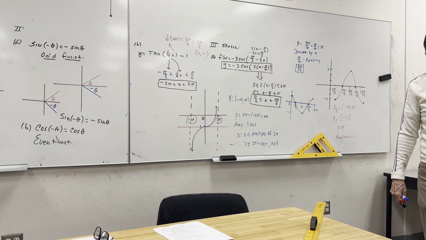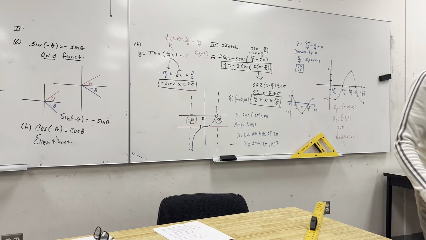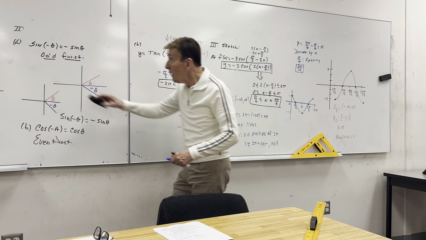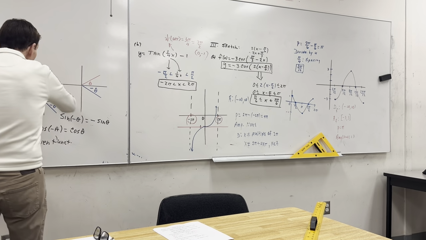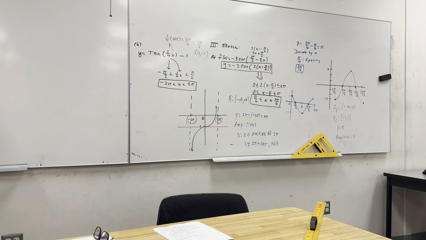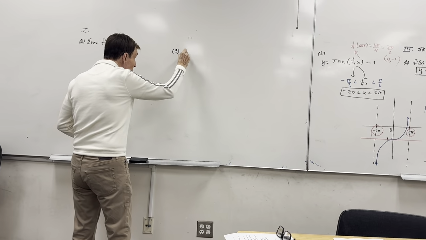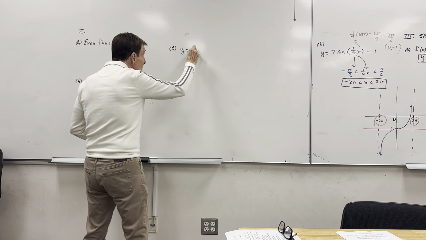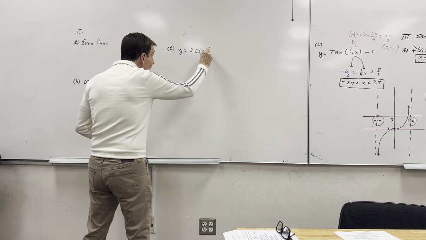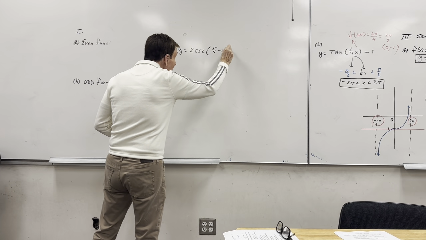Okay guys, what's the last one, Jacob? Cosecant. Y is equal to 2 cosecant of pi over 4 minus x, plus 4. Oh my goodness, what a nice quiz problem. Okay, here goes. Like this.